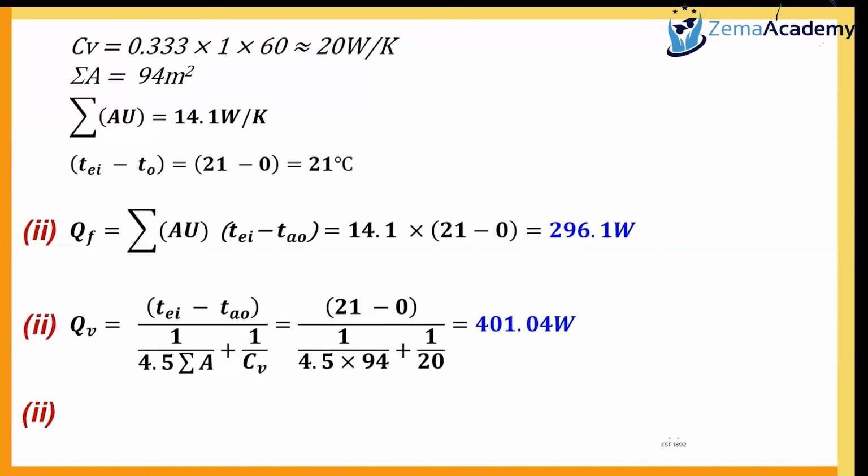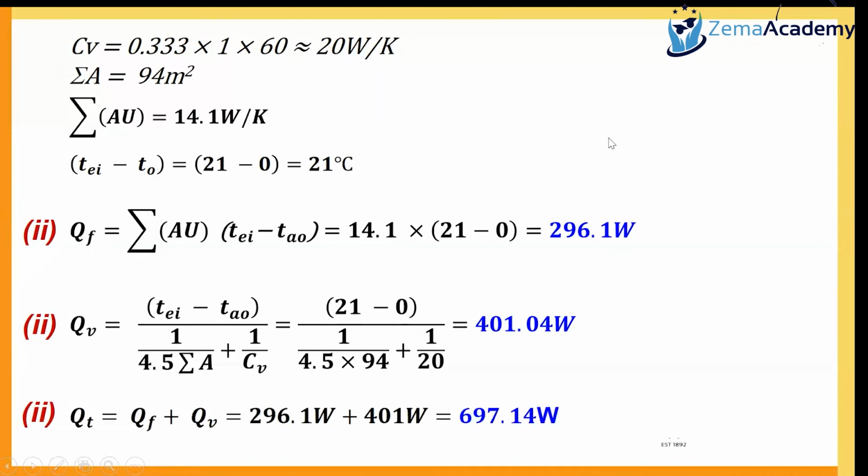400. Good. And then we are summing these two values up, which is 697.14 watts. What was earlier? 682. Good. So now I want you all to start thinking about what the difference is. Why is this difference happening and what parameter is causing that?